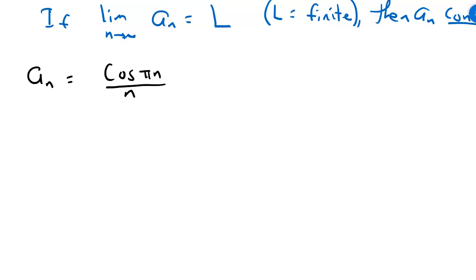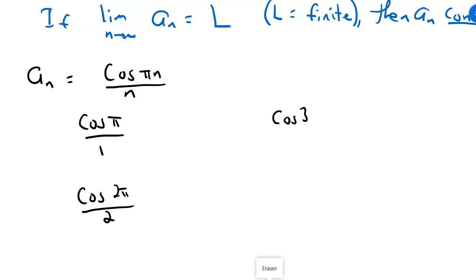I've got cosine of pi over 1. I've got cosine of 2 pi over 2. If I'm looking for a sub 3, I've got cosine of 3 pi over 3. I've got cosine of 4 pi over 4. And I can keep going, right? Funny thing happens with these pi's. The cosine of pi is negative 1. So I get a negative 1 over 1, which is negative 1.